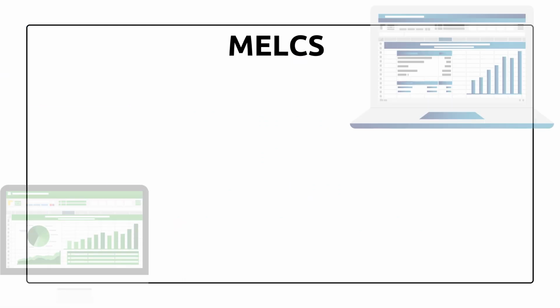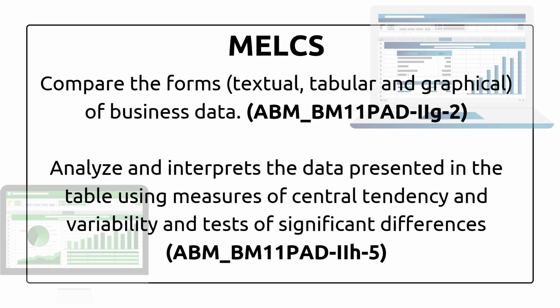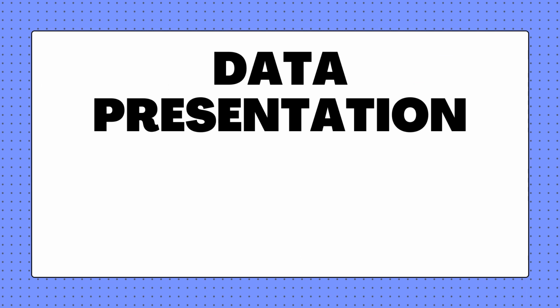The most essential learning competencies in this video lesson are the following. 1. Compare the forms, textual, tabular, and graphical, of business data. 2. Analyze and interpret the data presented in the table using measures of central tendency and variability and tests of significant differences. How do businesses present and analyze these data in different ways?